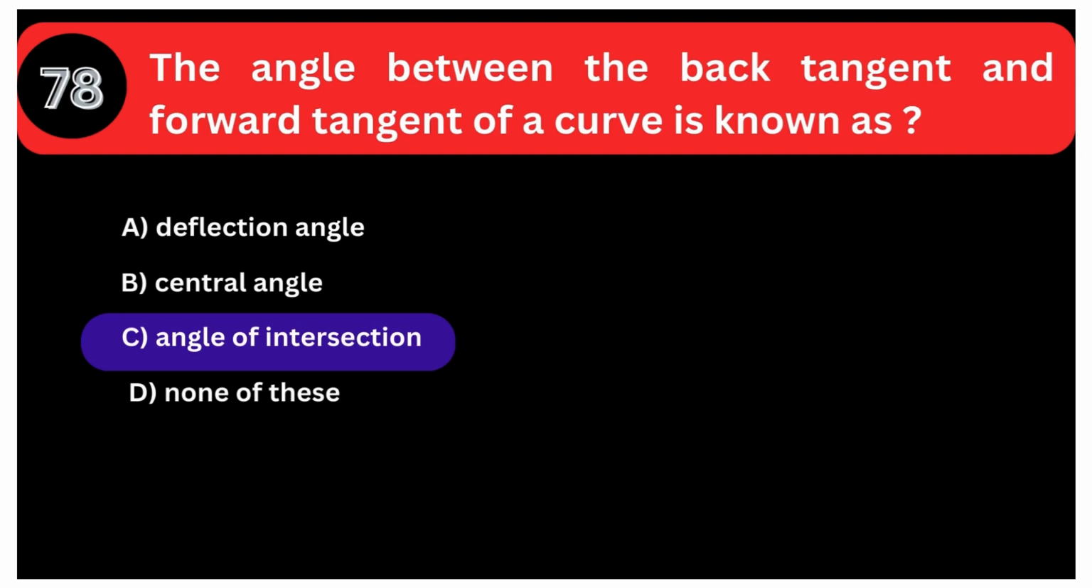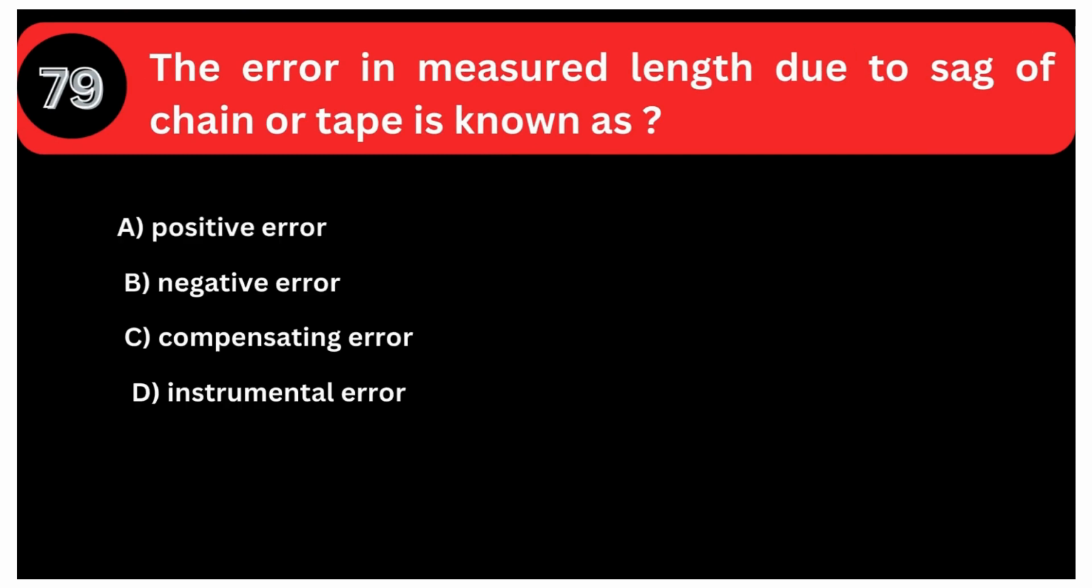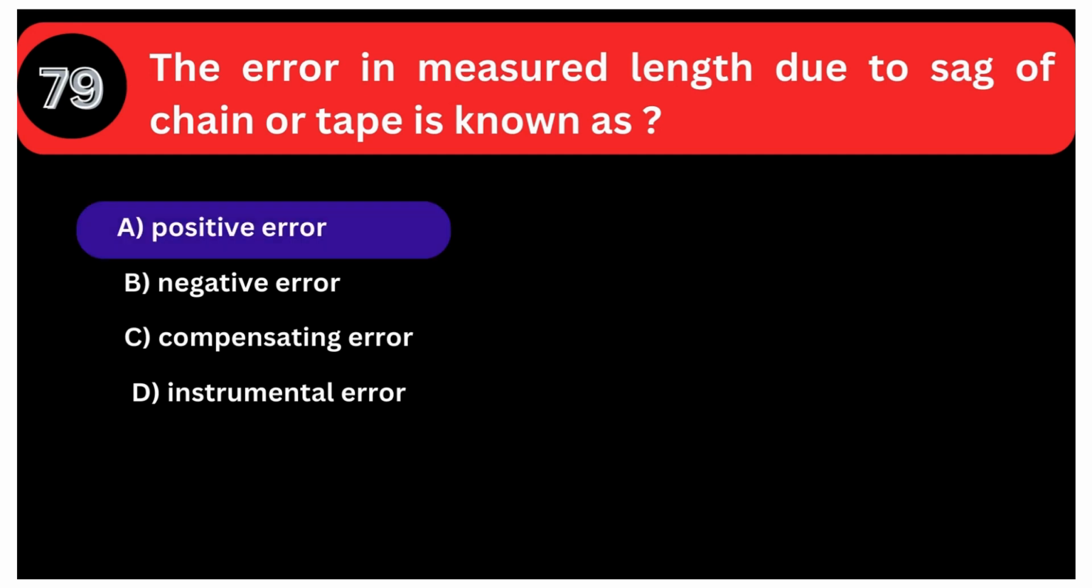Answer C. Angle of intersection. The error in measured length due to sag of chain or tape is known as. Options A. Positive error. B. Negative error. C. Compensating error. D. Instrumental error. Answer A. Positive error.